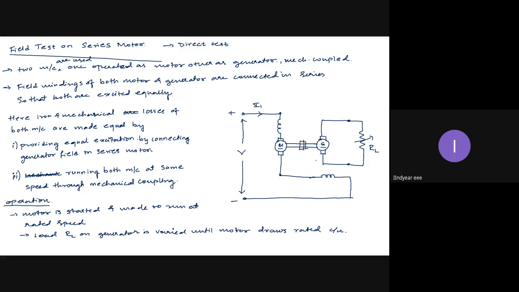Now the generator is a separately excited generator here. The generator is not a series generator. The motor is a series motor. So the generator is a separately excited generator. Now the motor voltage is different, the supply voltage is different.